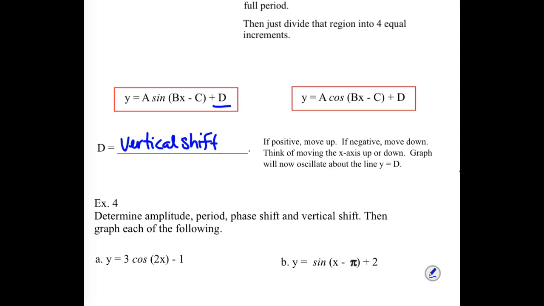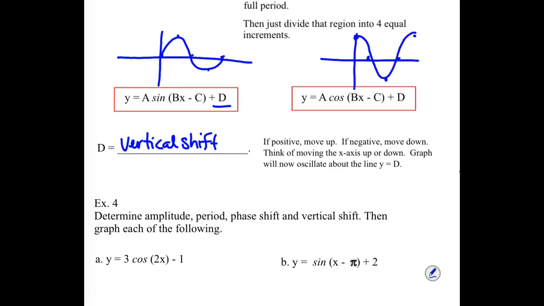Typically, our graphs oscillate around the x-axis. So we're going around, bouncing back and forth around that x-axis. And for cosine, we start high, 0, low, 0, high. Again, we're oscillating around the x-axis. So what's going to happen if we do a vertical shift is that the line we're oscillating around will move up or down.